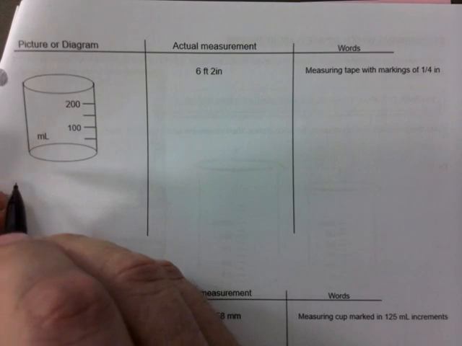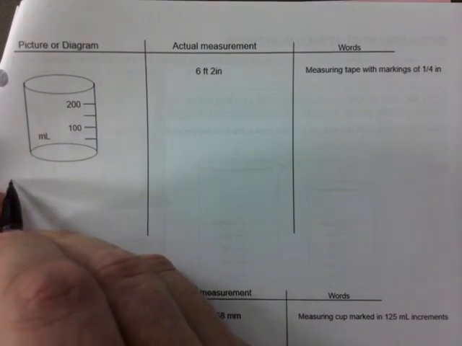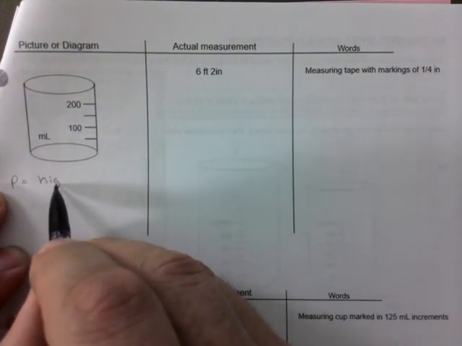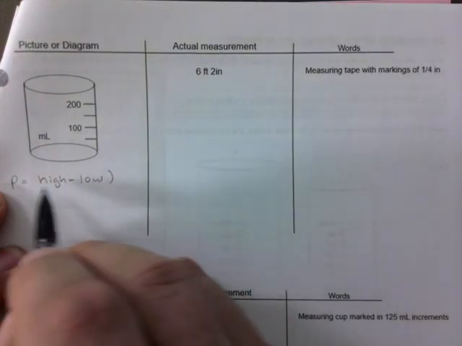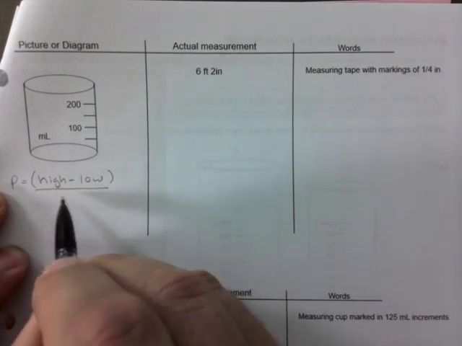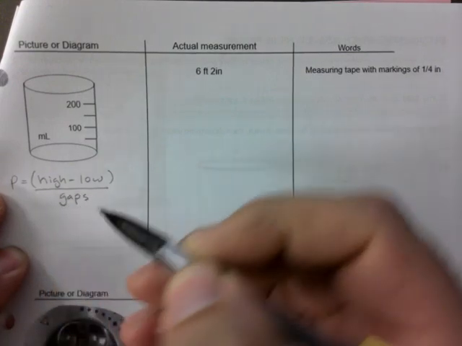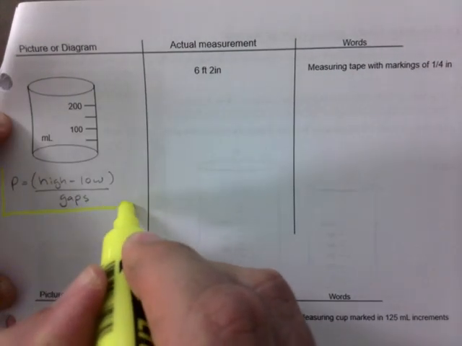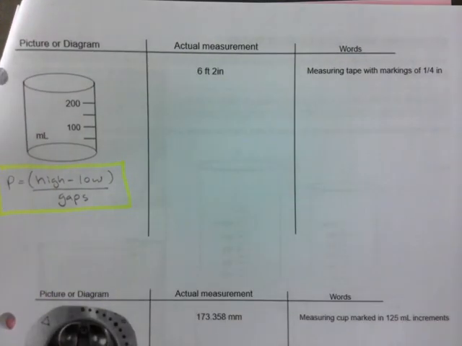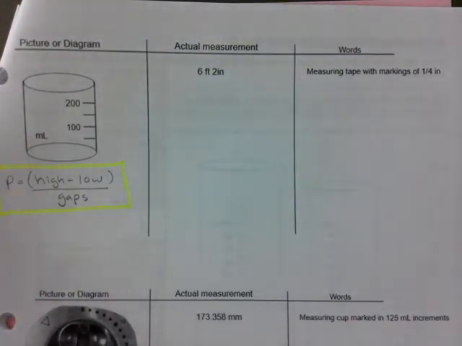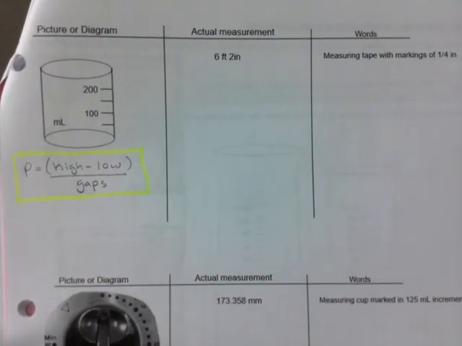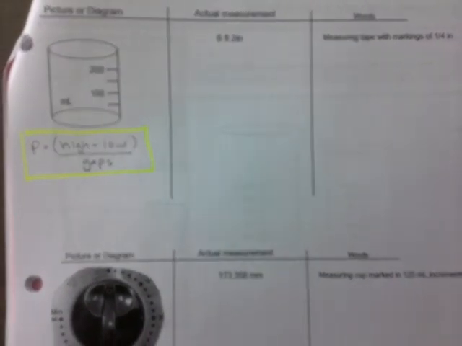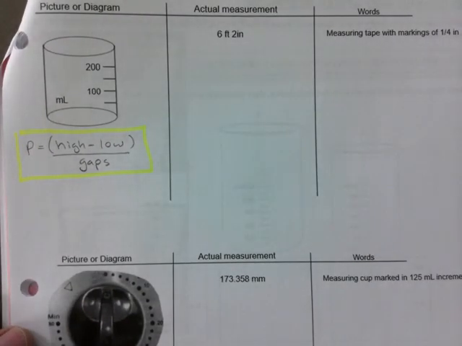Sometimes it gets complicated. I'll give you a formula. So precision can be found by going high minus low divided by gaps. Write this one down. Say what? Gaps? What? You're probably going to want to use this for the one that's underneath this one.